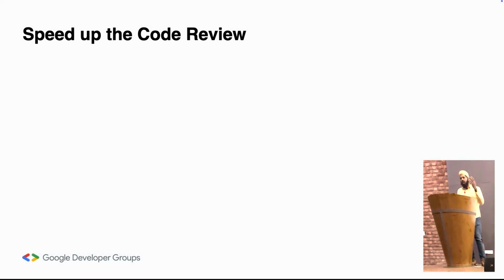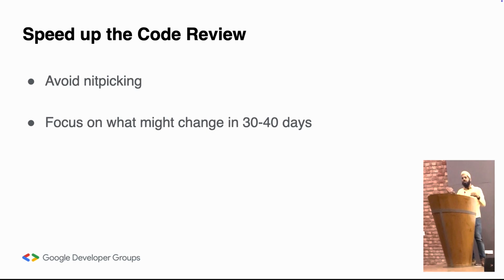So to do that, just avoid nitpicking, like the line format is not correct, the name is not correct, something like that. Try to have some automated lint tools to just fix that. And focus on what might change in 30-40 days rather than thinking about years.